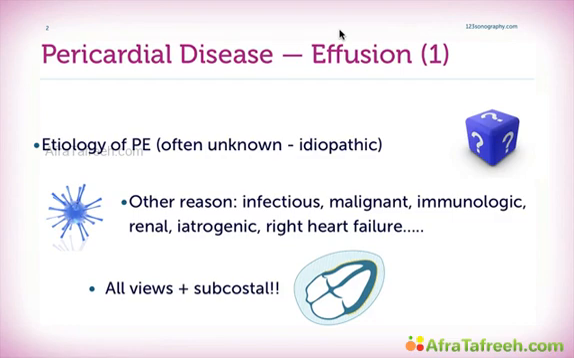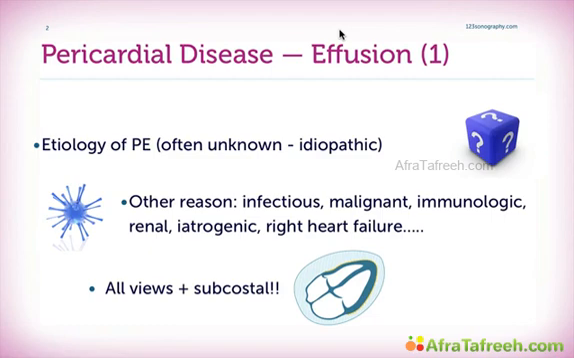And here is the summary on the chapter on pericardial disease. First, pericardial effusion. The etiology of pericardial effusion remains unclear in many patients simply because we do not perform pericardial puncture, an analysis of the pericardial fluid, and pericardial biopsy in many patients. Possible reasons include infectious disease, malignant disease, immunologic disorders, renal failure, iatrogenic, and right heart failure.